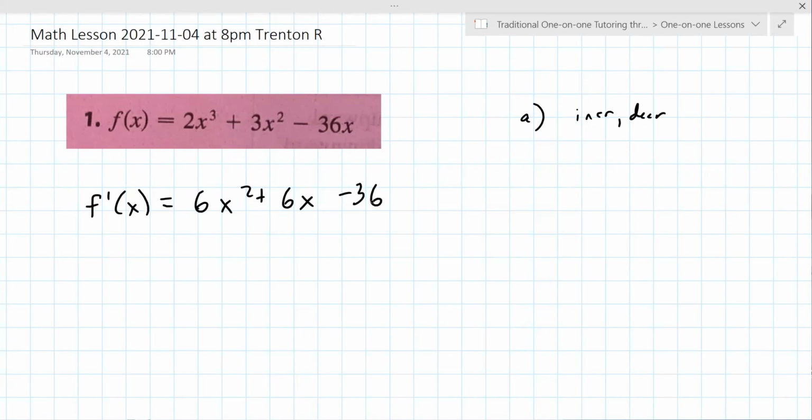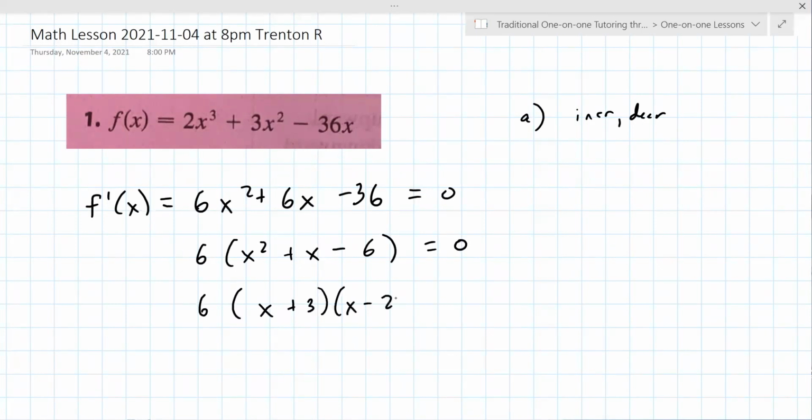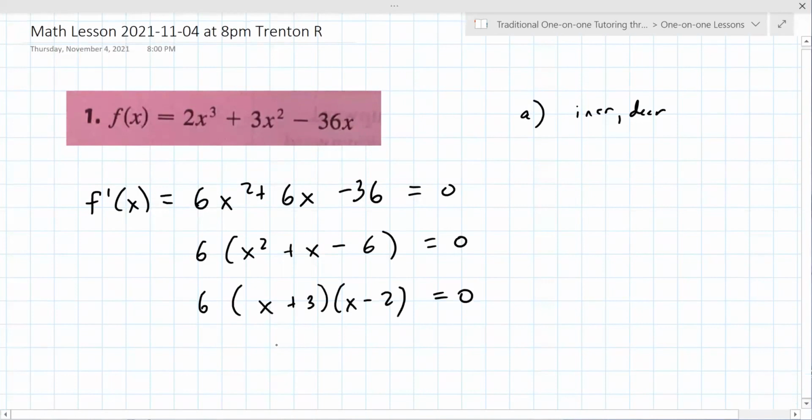So to figure out where it's increasing or decreasing, you have to take the derivative and then set it equal to 0. And this is now a test of your prerequisite skills, what you learned in other classes. You have to be able to factor. You have to be able to do all of this very quickly. Okay, and you find the critical points. You say, where does this thing equal 0? It equals 0 at 2 and -3. Those are your critical numbers.